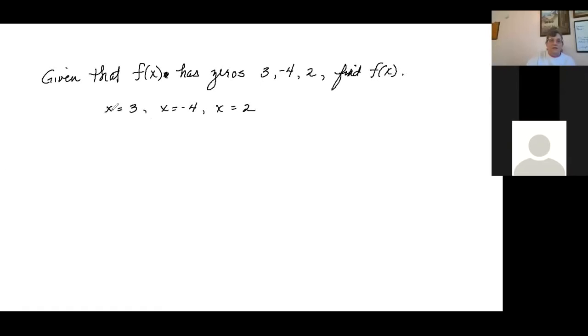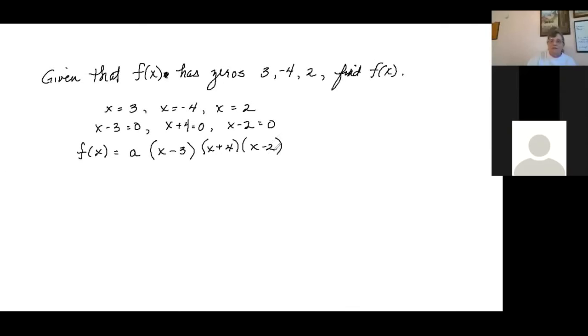That means the factor, if we put this back equal to 0, this was x minus 3 equals 0. This came from x plus 4 equals 0. This came from x minus 2 equals 0. Which means the function f of x is some multiple, any multiple of, so anything times x minus 3 times x plus 4 times x minus 2. These are the factors of the function.